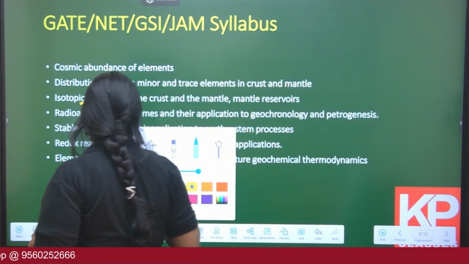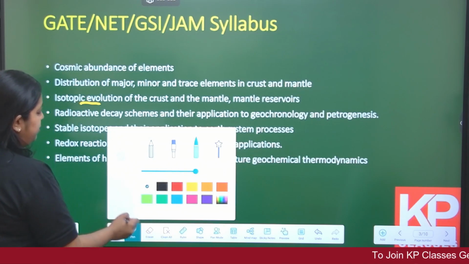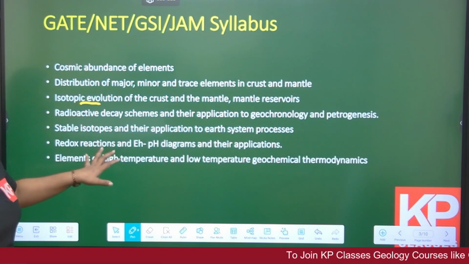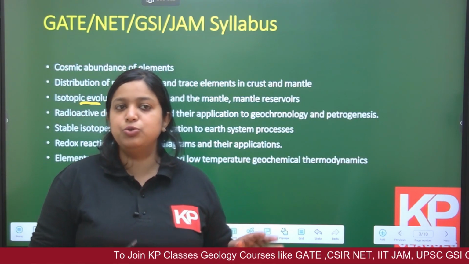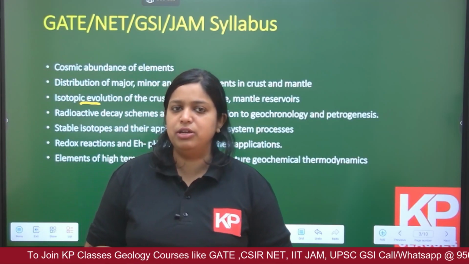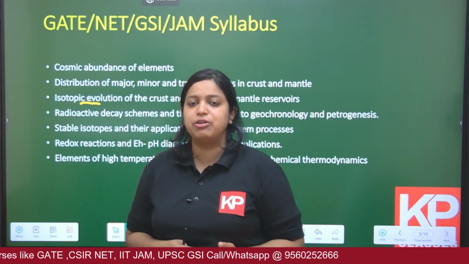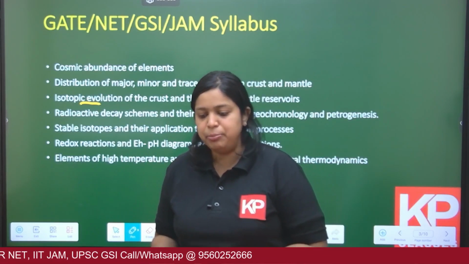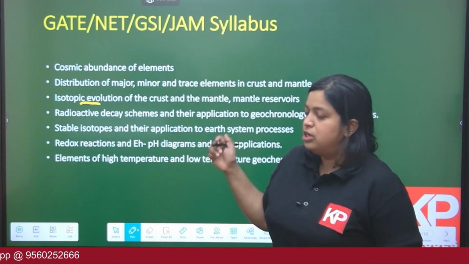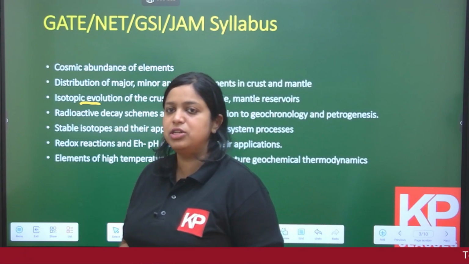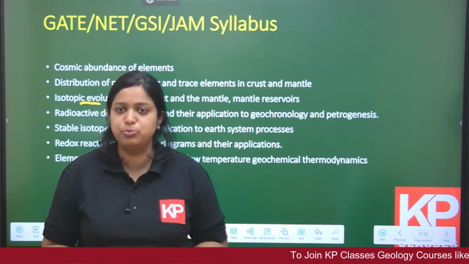When you come to these portions, actually these are very important. In GATE, mainly a minimum of 3 questions come from this section. Sometimes 2 to 3 questions will be there at minimum in the GATE paper. In NET also there will be 3 to 4 questions from the geochemistry portion. In GSI, a maximum of 2 questions can be asked from the geochemistry portion. Numerical questions do come from this section. This is a very important part. Geochemistry is a very important part when it comes to numerical questions.